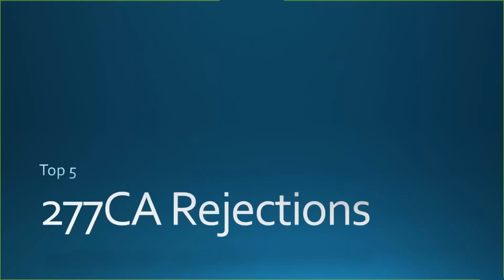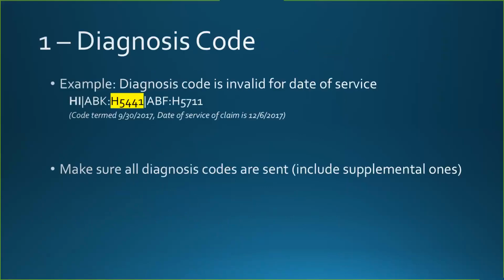All right, so now we're going to move on to the 277CA rejections. The number one most common rejection is the diagnosis code. So if the diagnosis code is invalid for the date of service, we're going to have an issue. This is a real-life example from my system. This diagnosis code termed on 9/30 of 2017, but the date of service for the claim was for 12/6 of 2017.